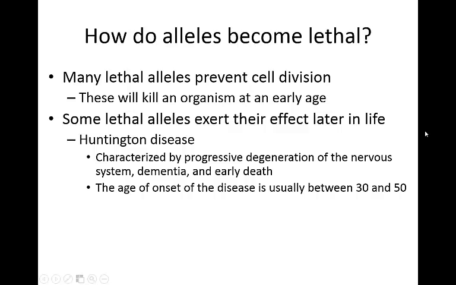So how do they become lethal? Well, many of these lethal alleles are going to prevent cell division, and so this can kill an organism at a very early age, oftentimes before birth, just very early in development.